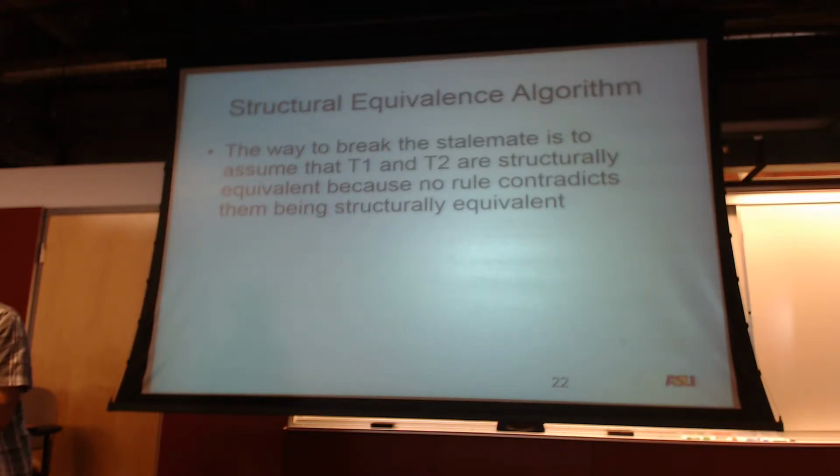Okay. So that is the basic rule. Again, reiterating, to break those cases where you are going back and forth in an infinite loop, what you first assume is that T1 and T2 are structurally equivalent, because there is no rule that contradicts it. If there is some rule, some example that contradicts it, then you say that no, we were wrong in assuming that. Right? So that's how you break such problems.